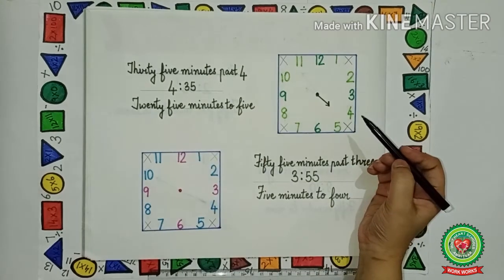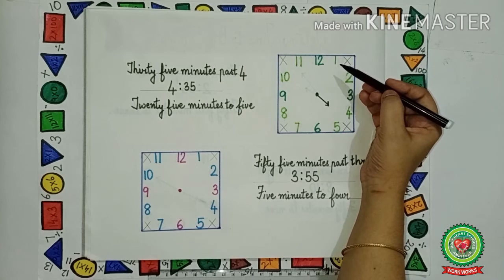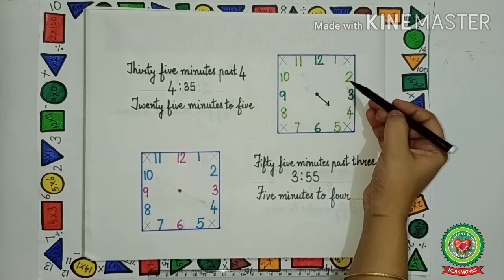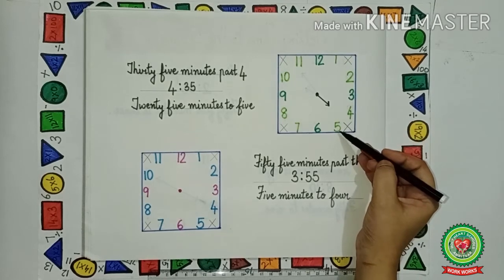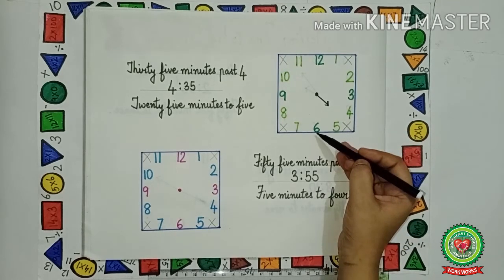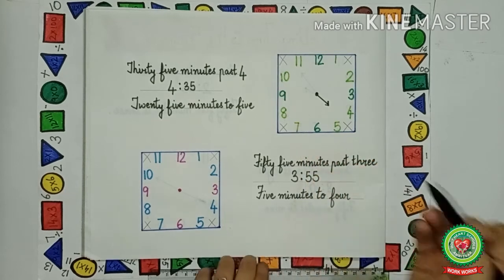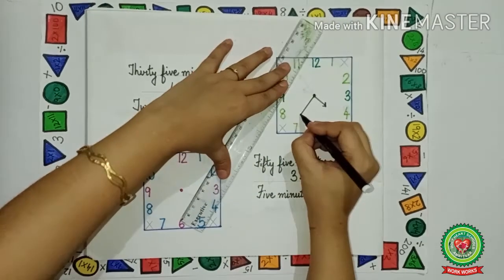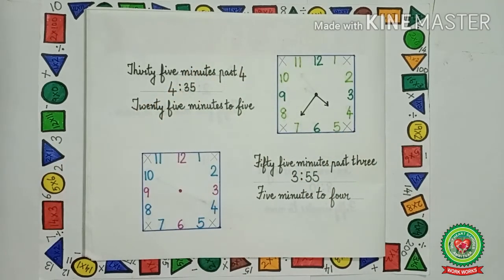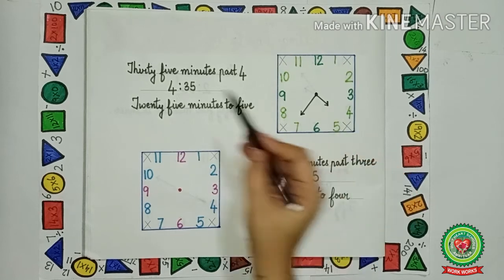So, let us count 35 starting from 1. Let us pick the table of 5. 5 ones are 5, 5 twos are 10, 5 threes are 15, 5 fours are 20, 5 fives are 25, 5 sixes are 30, 5 sevens are 35. Where is it coming? At 7. So, the long hand will be at 7. So, we have shown 35 minutes past 4.